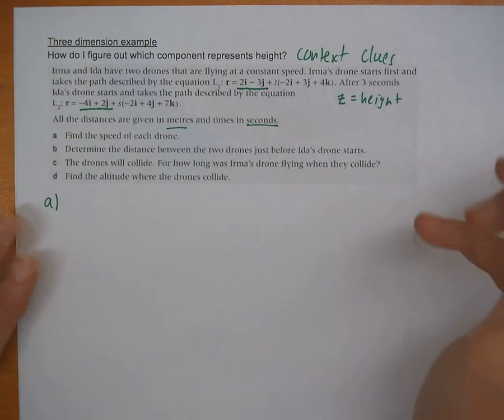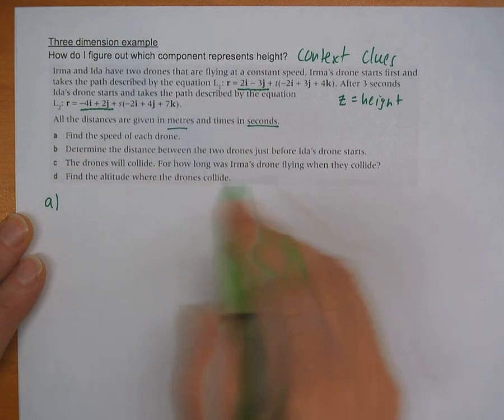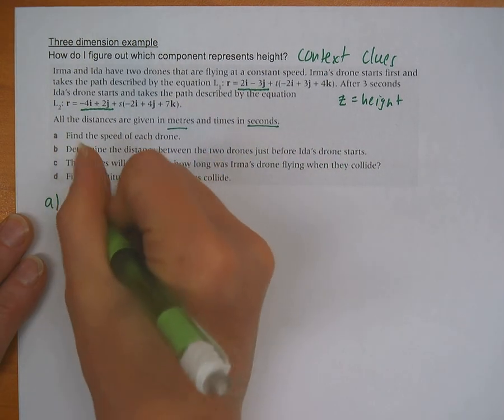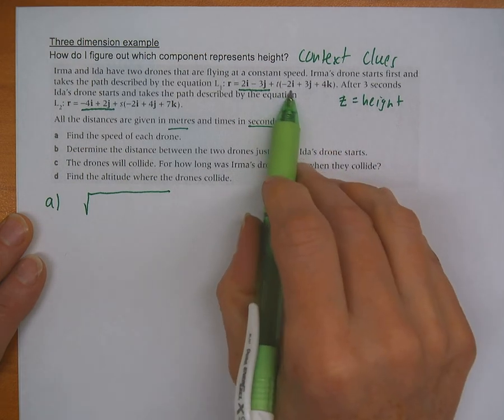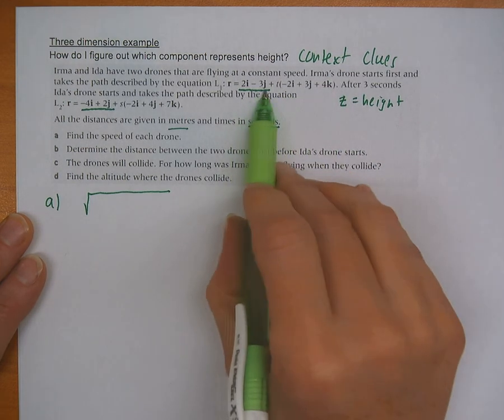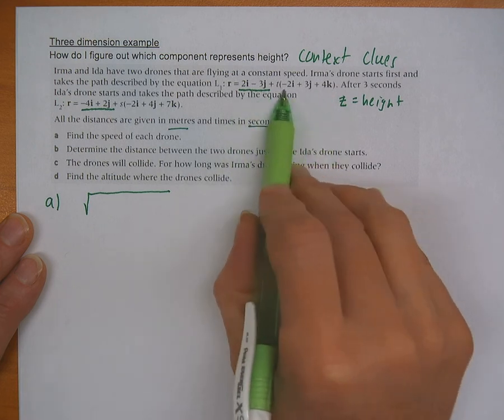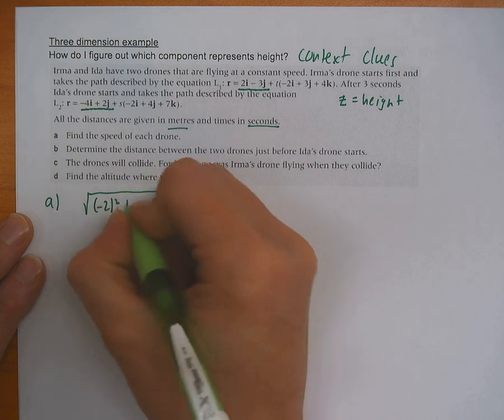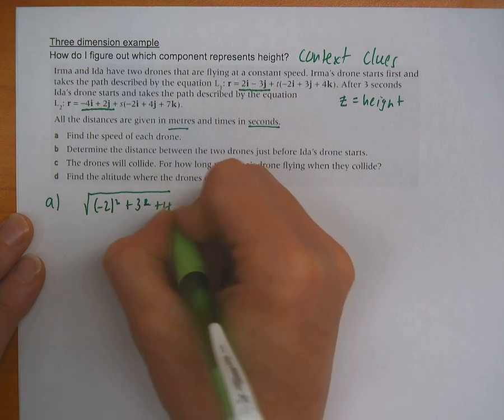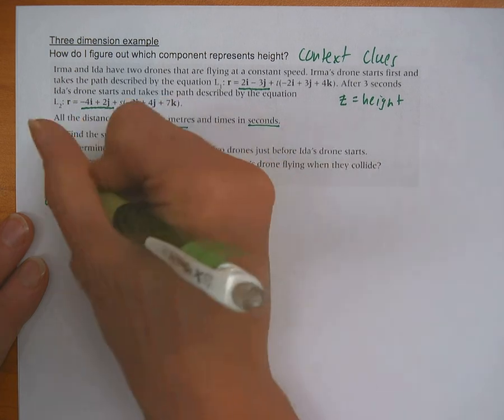Firstly, find the speed of each drone. Well, we know that that's just going to be the magnitude of the direction vector. You can see that they are grouped the way we're used to. We have the position vector, and then we have the direction vector with the parameter each time. We should label, this is Irma.